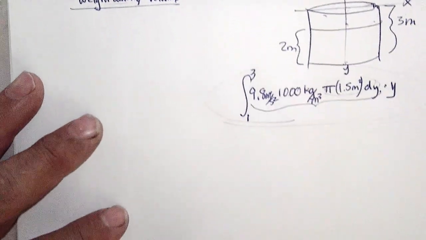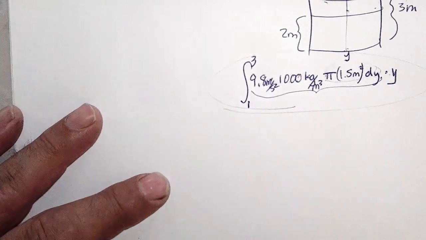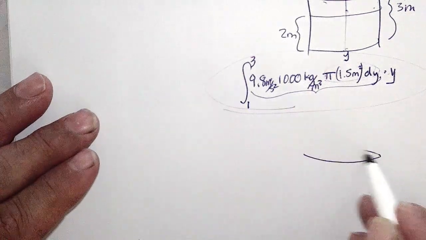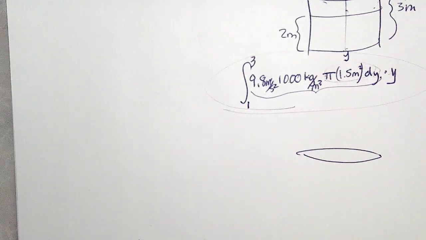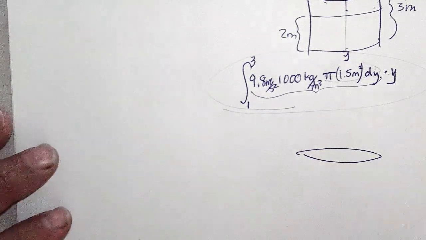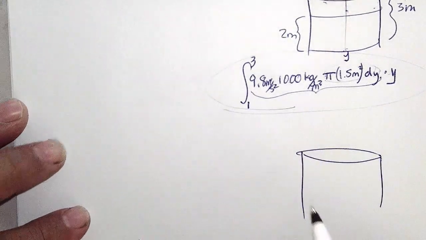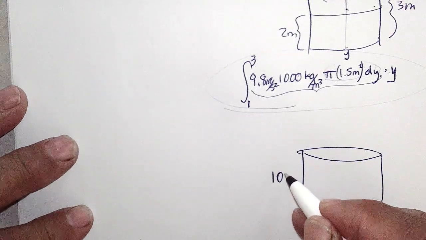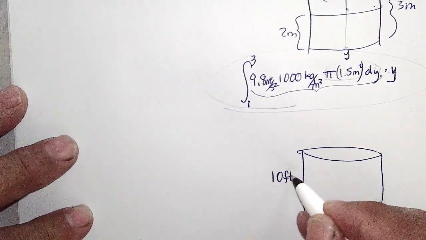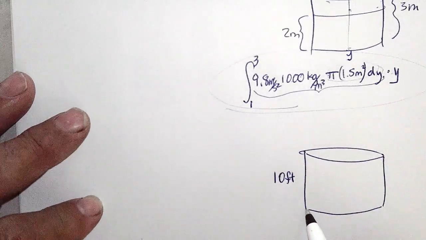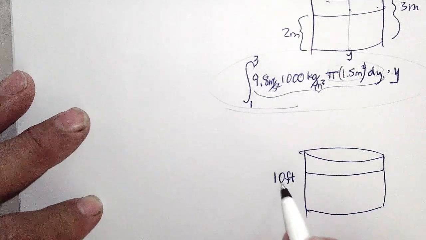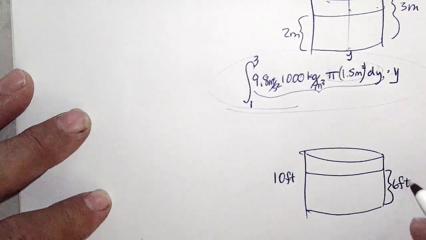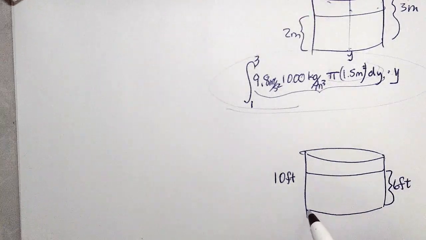Now, what if we were doing this in the English system? So the tank I drew is 3 meters high, so let's just call that roughly 10 feet high. The water's filled up, not all the way to the top. Let's just call it 6 feet. So the answer will be a little bit different because these are just approximations.